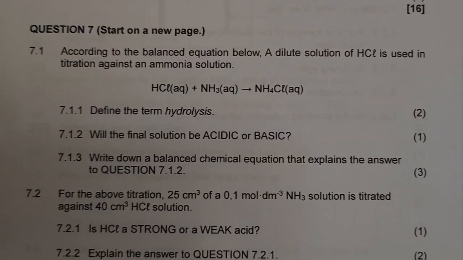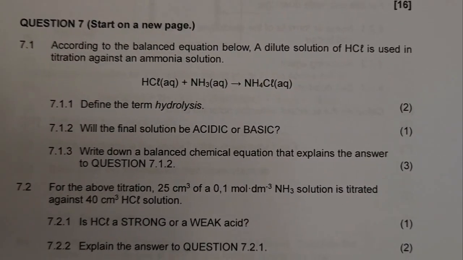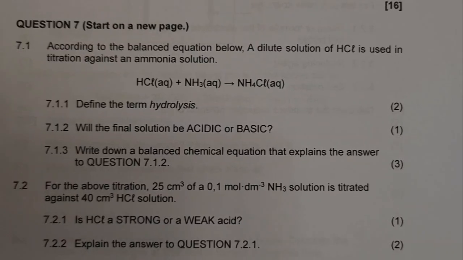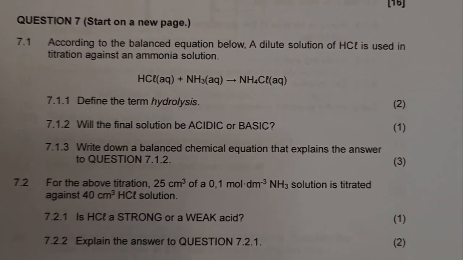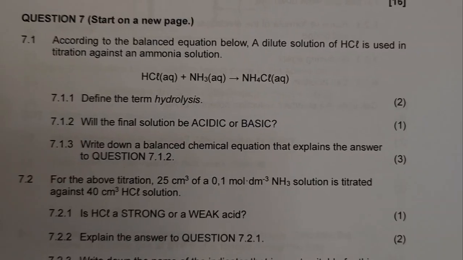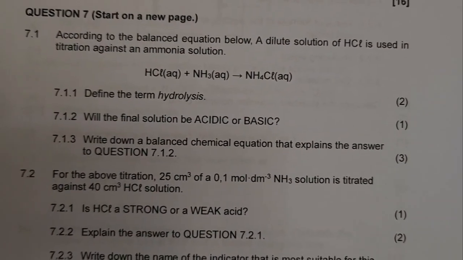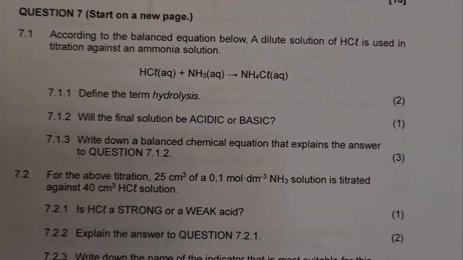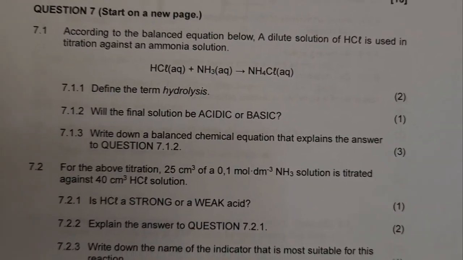Question number 7 in a normal question paper. According to this one, they say, according to the balanced equation below, a dilute solution of HCl is used in titration against an ammonia solution. Fine. HCl plus ammonia forms NH4Cl, which is ammonium chloride.